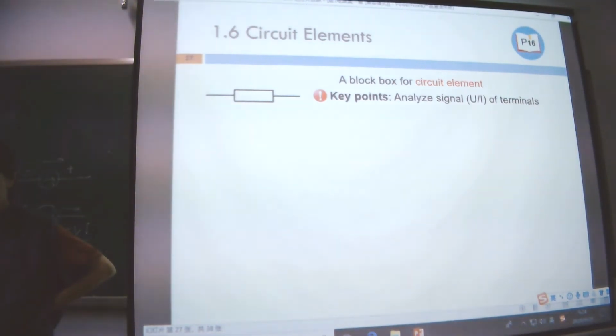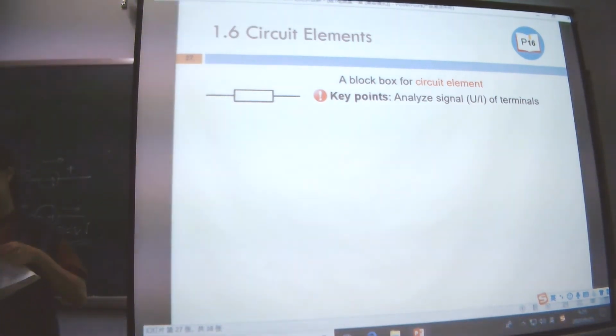Okay, now we're going to the circuit elements. A black box like this is used for circuit elements. In our Chinese book, we use this one for resistor. That means that in Chinese books, it is not the same as the international standard. You can see from here, we use the black box for resistor. So when you see some cases in a Chinese book, the black box stands for the resistor.